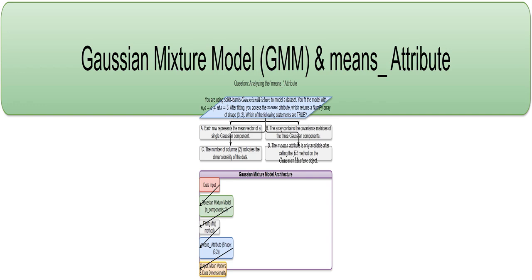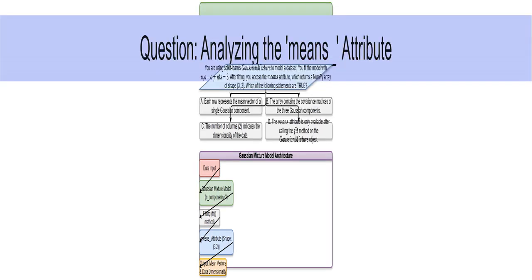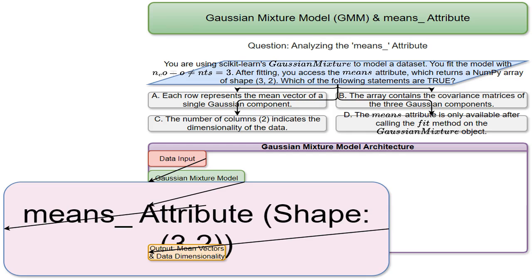Pretty cool, huh? This section lays out the core problem. You've used scikit-learn's GaussianMixture to fit a model, and now you must interpret the means_ attribute's meaning and shape. This is a typical machine learning scenario where understanding model outputs is key. This is a crucial part of the problem.